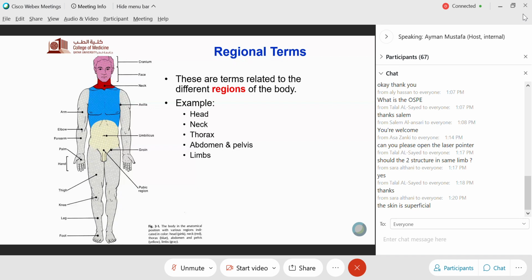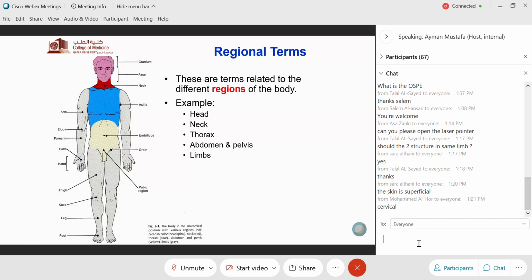You know that part of the vertebral column is located in the neck, right? And the vertebral column is composed of vertebrae. What do we call the vertebra in the neck? Do we call it the neck vertebra? Cervical, I think. Thank you, cervical.